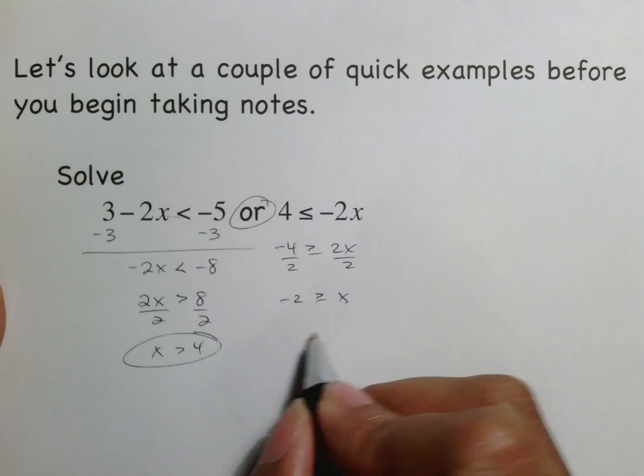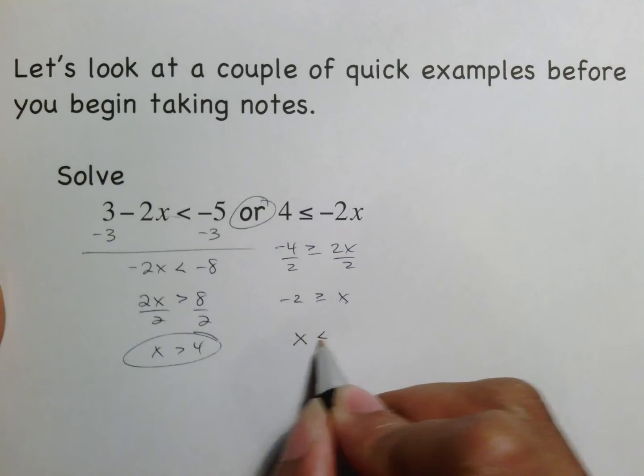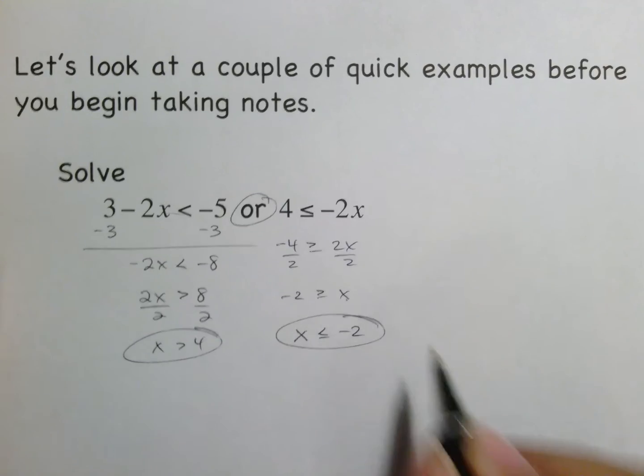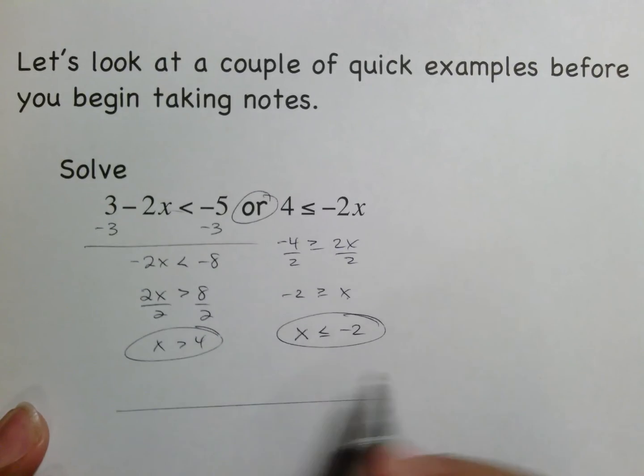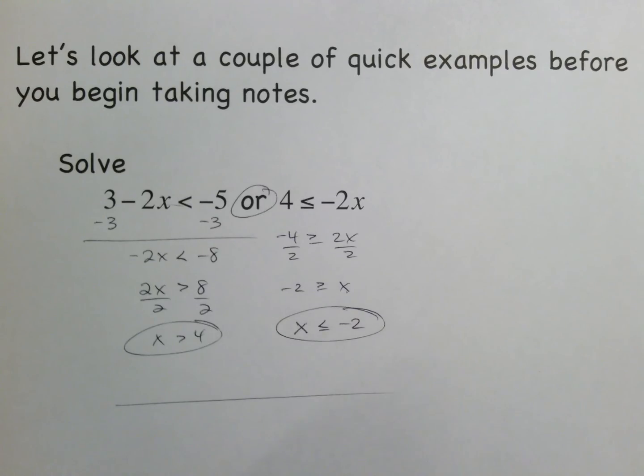Keep in mind you want your x on the correct side, so switch all your signs. Here's a second situation you're looking out for, and you get x is less than or equal to -2. When you go to graph this, your numbers need to be in order, which means the smaller one should be on the left. -2 is smaller, +4 is bigger.